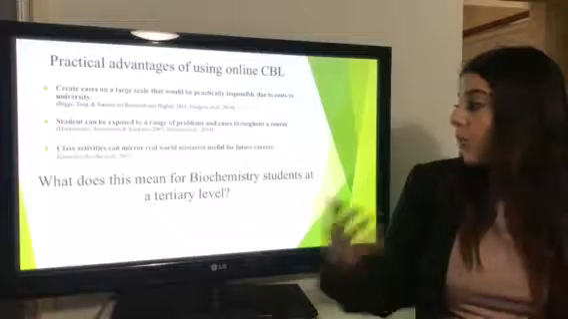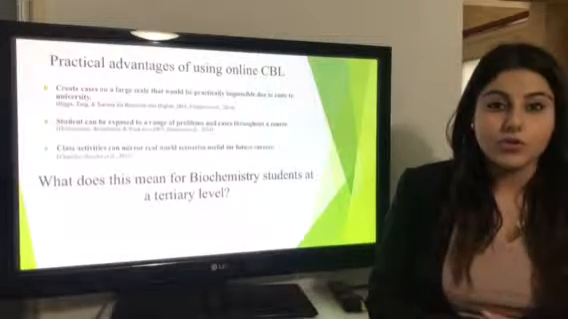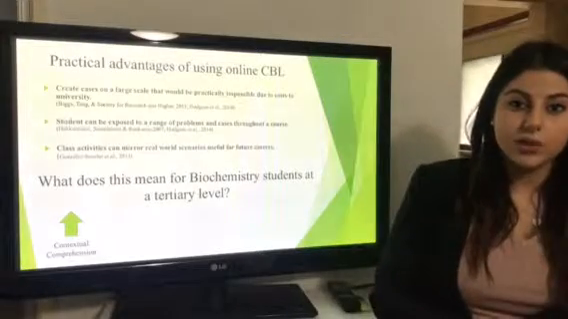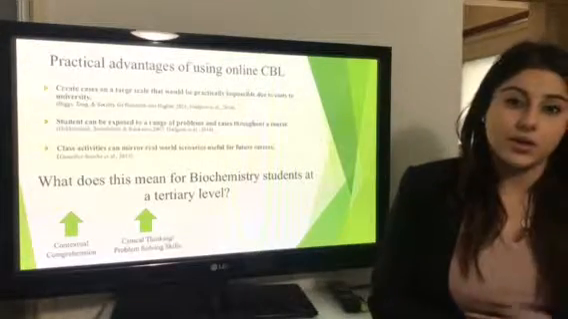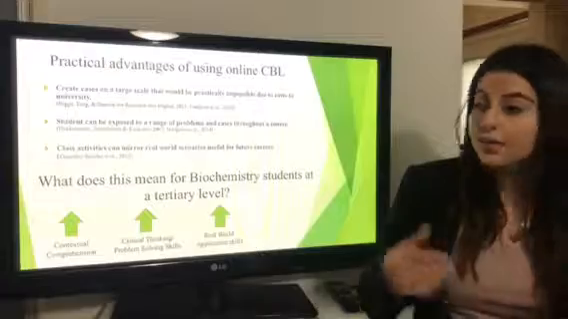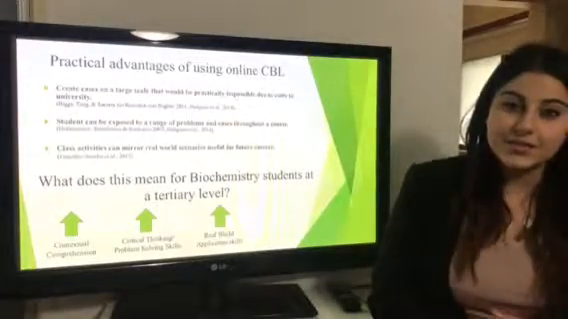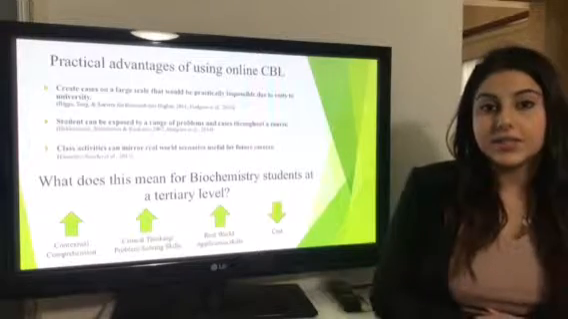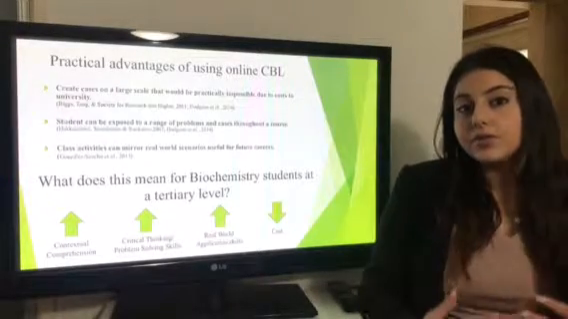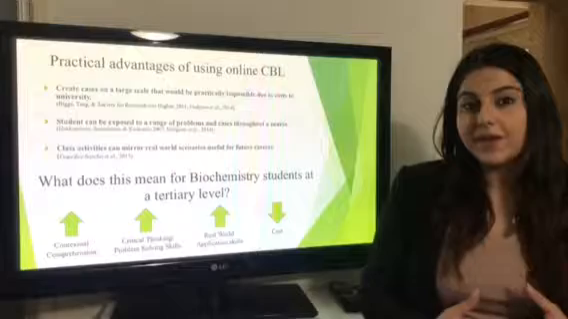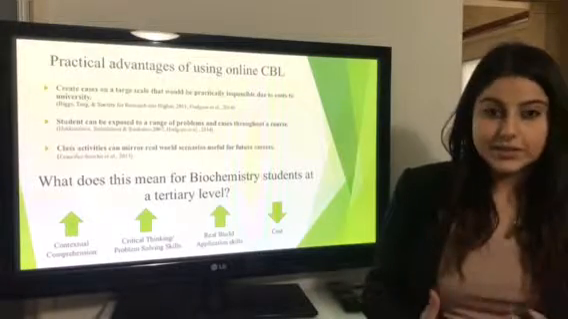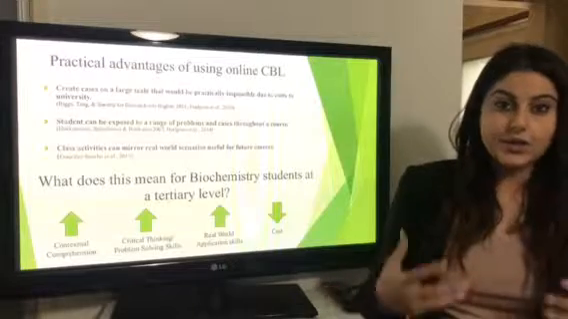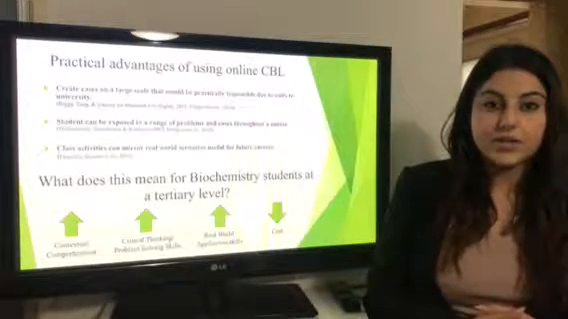So overall, what does this mean for the biochemistry students? It means they're leaving their course with increased contextual comprehension, increased critical thinking and problem solving skills, increased real world application skills, all at a reduced cost to the university. So that is why using technology to implement case-based learning can have a range of positive impacts on the pedagogical and academic side of the university course.